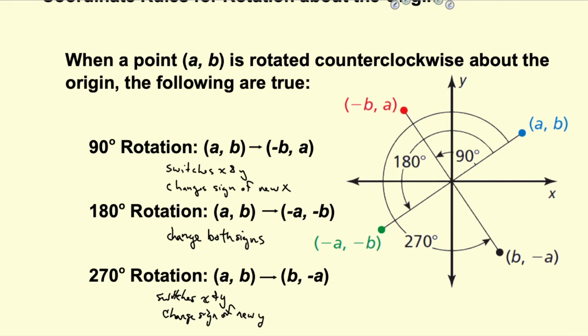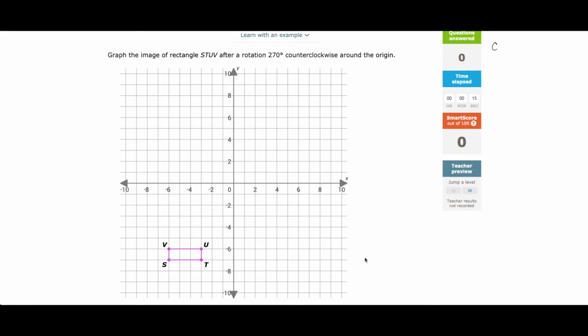All right, so we're going to jump into IXL here, and we'll take a look at some objectives involving rotations here. All right, I'm going to go ahead and write these rules down. These are for counterclockwise rotations. A 90 is going to take a point AB, and it's going to send that point to negative BA, which means to switch your x and your y and change the sign of the new x. 180 will change the sign of both of these, and a 270 will switch them and change the sign of the new y.